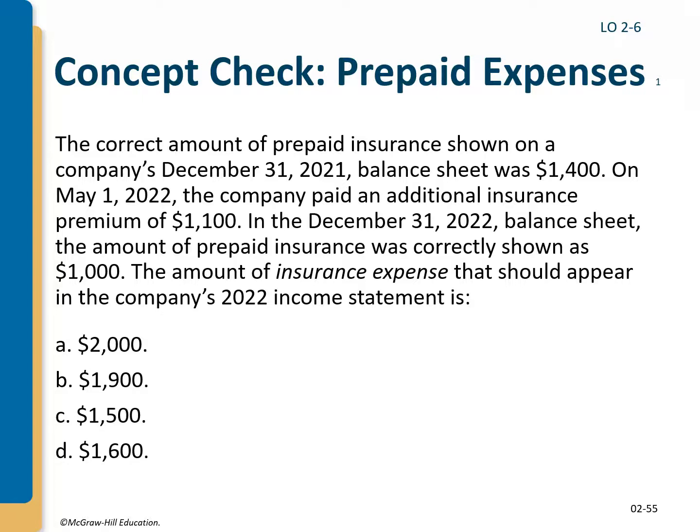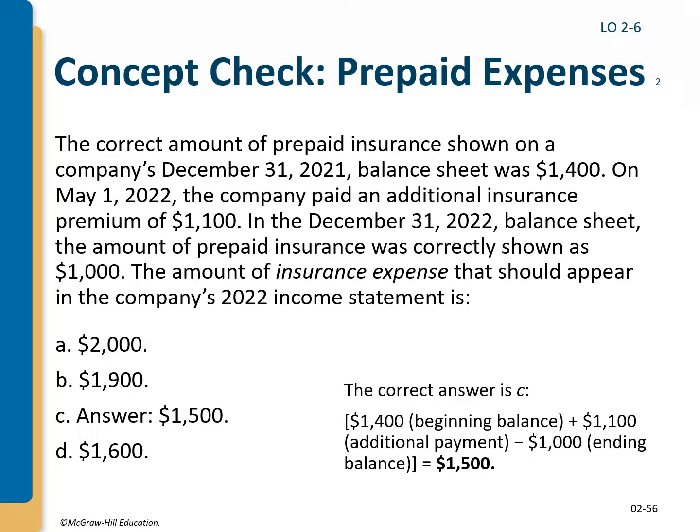They would have debited it for an additional $1,100. At the end of the year, the balance is at $1,000. So it would be $1,500. Beginning balance was $1,400. They increased prepaid insurance $1,100 during the year. If there's only $1,000 in the ending balance, there was an adjusting entry decreasing it. The asset account, prepaid insurance, $1,500, and it would have increased insurance expense $1,500. That's the amount of the insurance that was used up during the year.